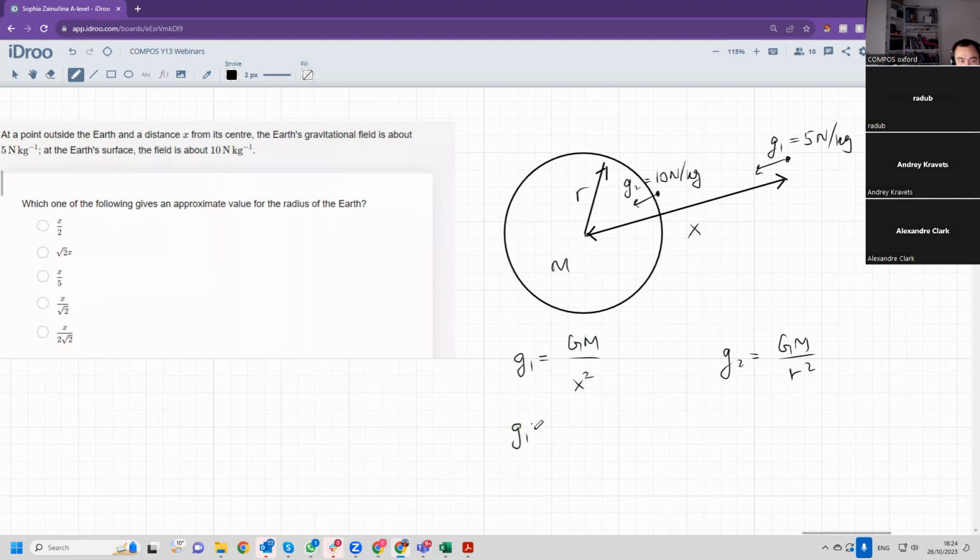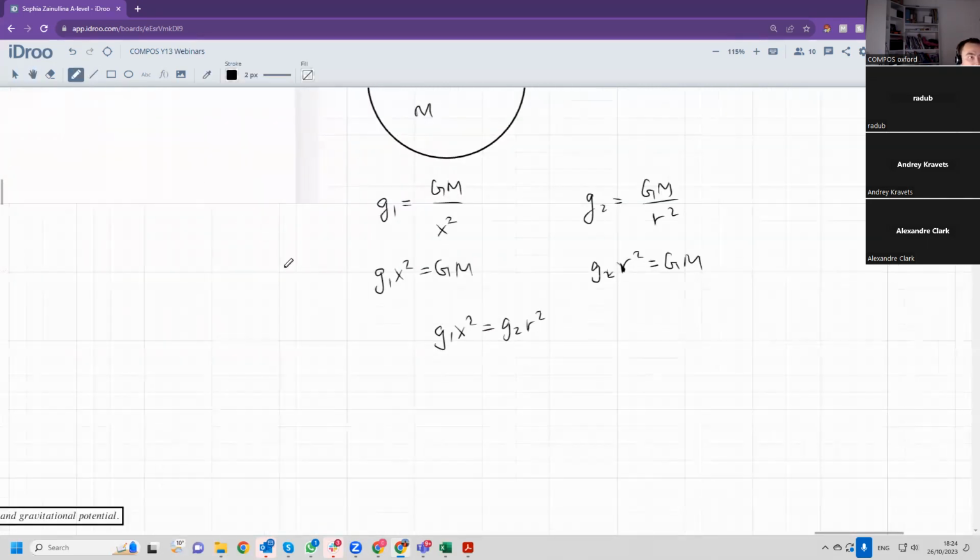So from here, G1 x squared equals Gm, and G2 r squared is equal to Gm. Because Gm and Gm can be made equal to each other, G1 x squared equals G2 r squared. Therefore, r is equal to the square root of G1 over G2, multiplied by x. Yeah, you can rearrange that.